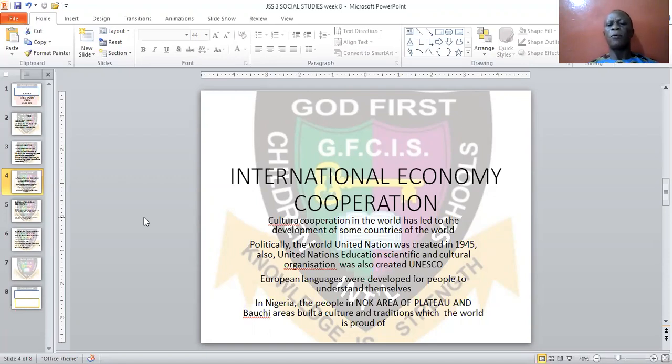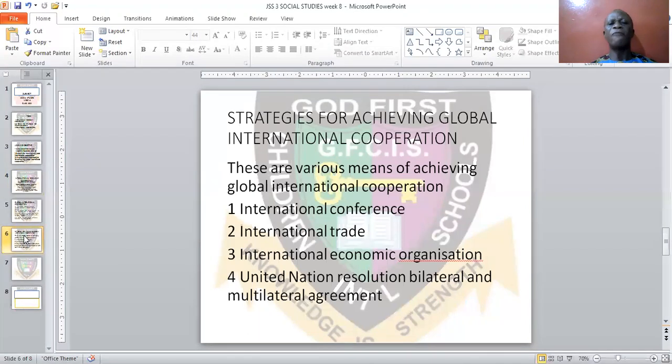This is the example. In Nigeria, that is in Plateau, Bauchi area, they built culture and traditions which the world is proud of. If you go there, you see what I'm talking about. Yes, not that one alone. And we have strategies for achieving global international cooperation. What are the strategies?